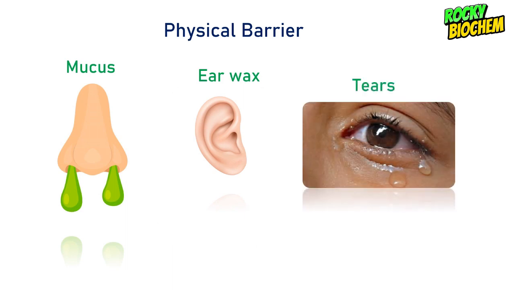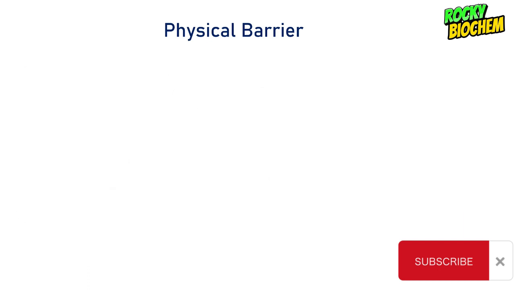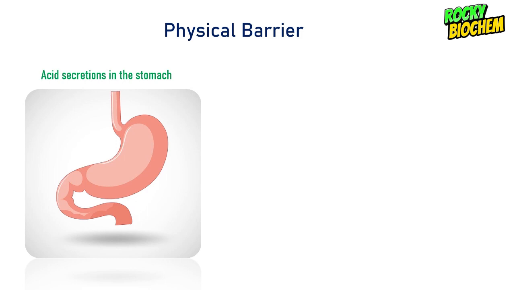Also, the eyes produce tears, and the tears contain lysozyme, called muramidase. The lysozyme also has the ability to kill any microorganism that tries to invade the body through the eyes. So when a microorganism succeeds in crossing the aforementioned physical barriers and lands in the stomach, the acidic secretions, that is the HCl in the stomach, will kill those microorganisms.